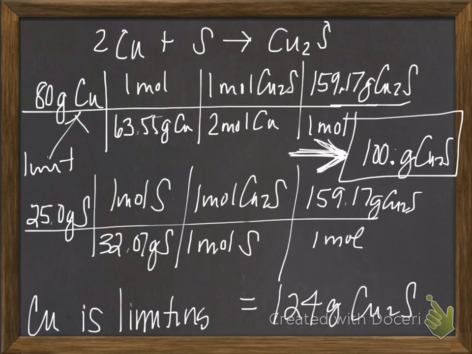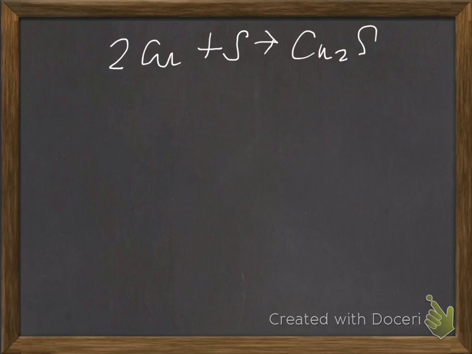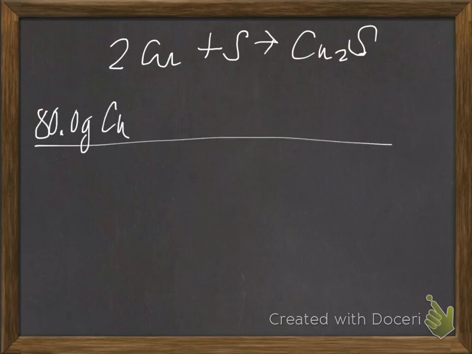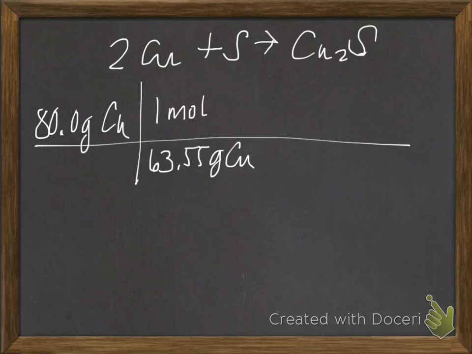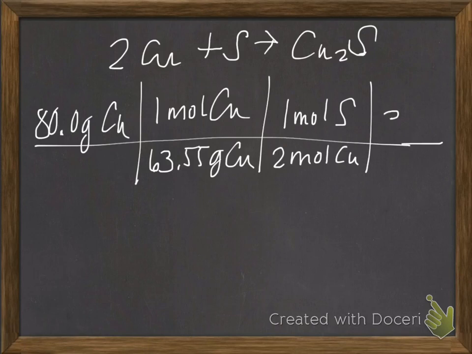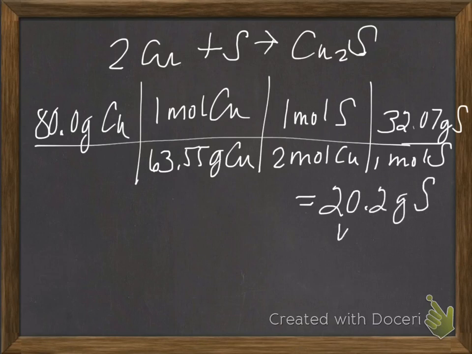Okay? So the second part of that I added in was let's calculate the excess. So we're going to make 100 grams, copper is limiting, and now let's go see how much leftover sulfur we would have. Okay, so let's put that equation back up here. 2 copper plus sulfur is going to yield Cu2S. All right, so we're going to start with our 80 grams of copper, and we're going to calculate it in terms of sulfur. So molar mass of copper, mole ratio, 2 moles of copper, 1 mole of sulfur, and then the molar mass of sulfur at the end. And when we calculate that, we get 20.2 grams of sulfur used.